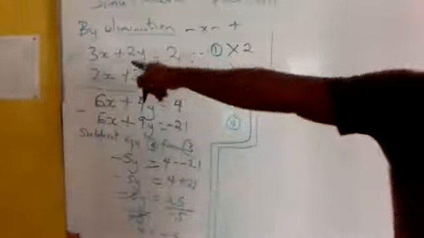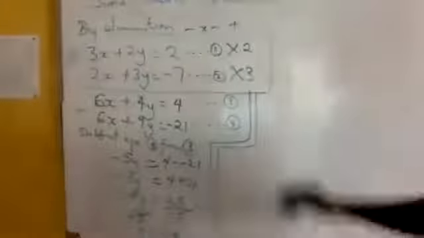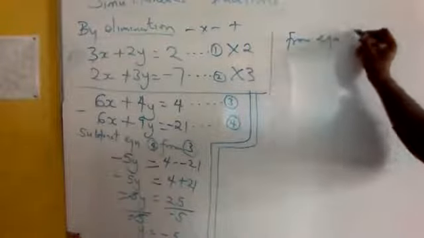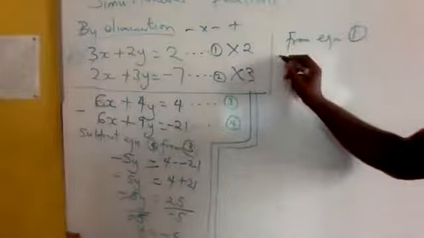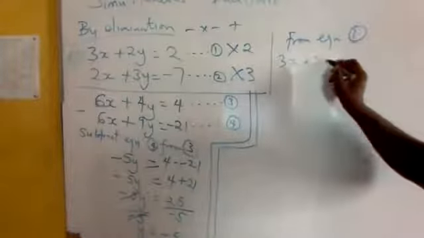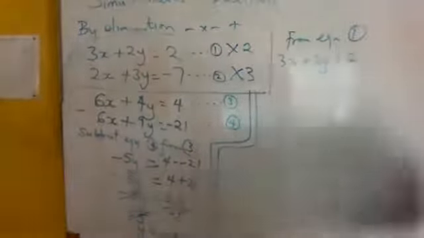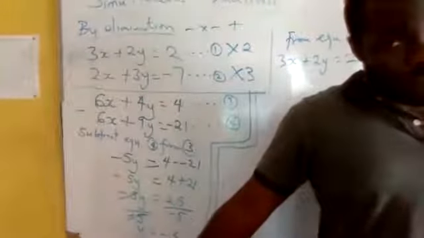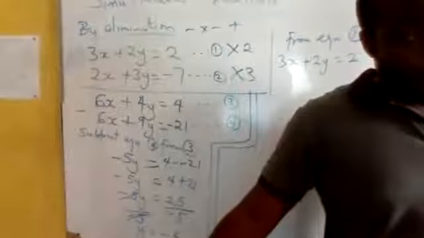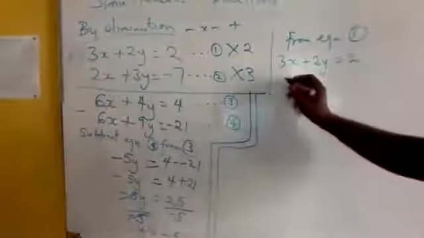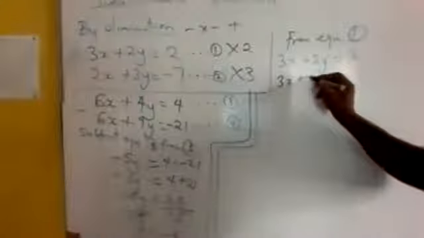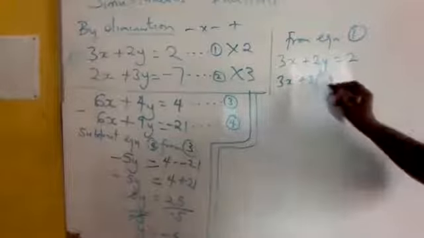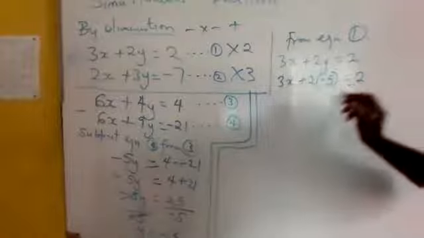Good. What will I do? I'll just take equation 1, which is 3x plus 2y is equals to 2. What do I do? I've obtained y, and I've discovered that my y is minus 5. So what do I do? That will be 3x plus 2, open bracket, minus 5, close the bracket is equals to 2.